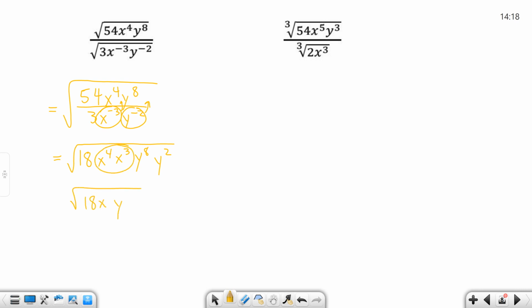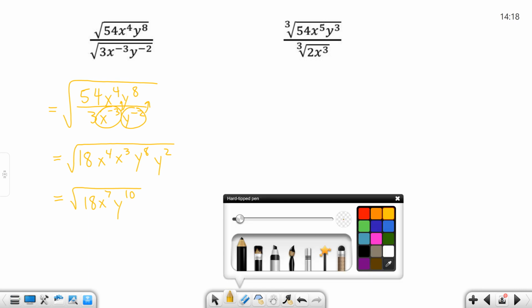So here, what do I do with those exponents? I add them. 4 plus 3 is 7. Each exponent has its own power, right? Add them. And then here again, 8 plus 2 is 10. So y to the 10th. And now I'm finally ready.